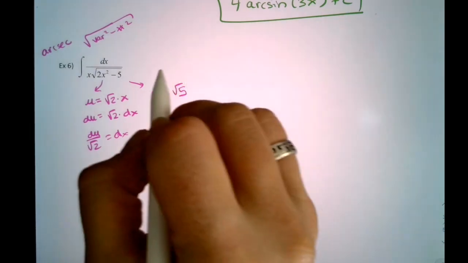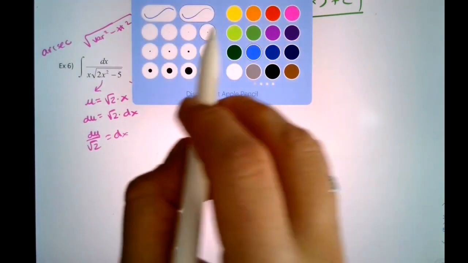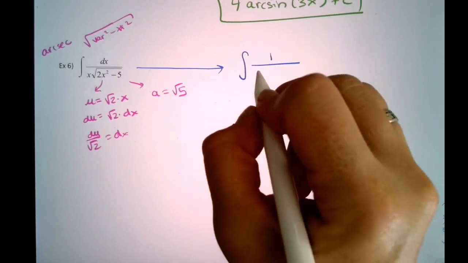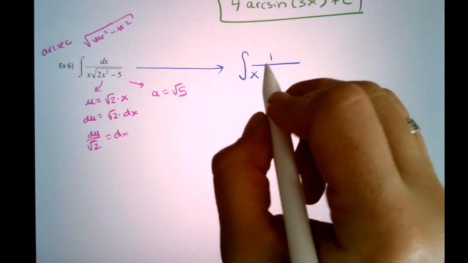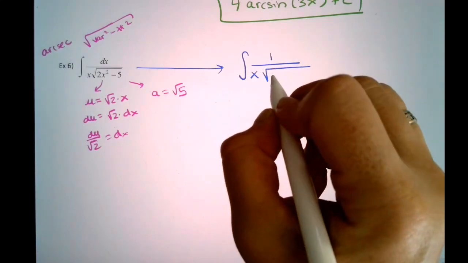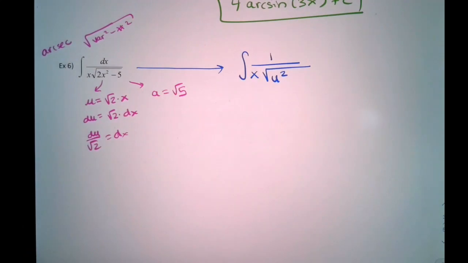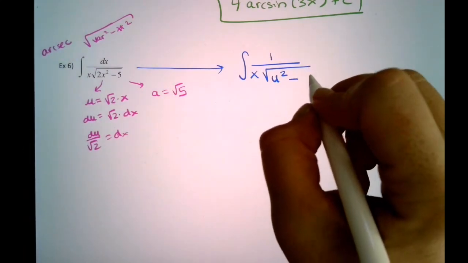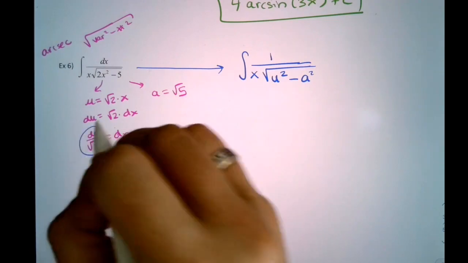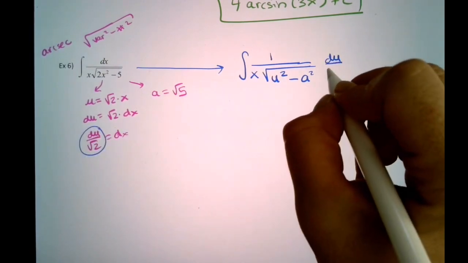Okay, let me recreate this integral. I'm going to put a 1 over here, 1 over, I have that x. I haven't addressed that extra x on the outside yet at all. But I can say that 2x squared, as I've defined it, is going to be u squared, minus 5, I'm going to say that that's a squared. And then remember my substitution for dx is going to be du over the square root of 2.